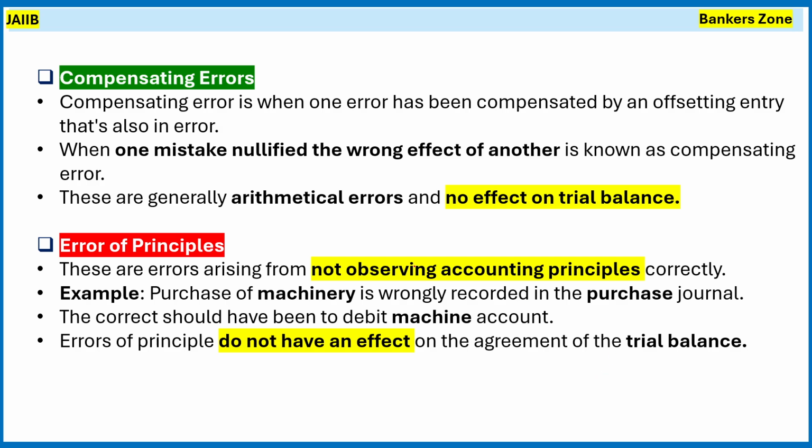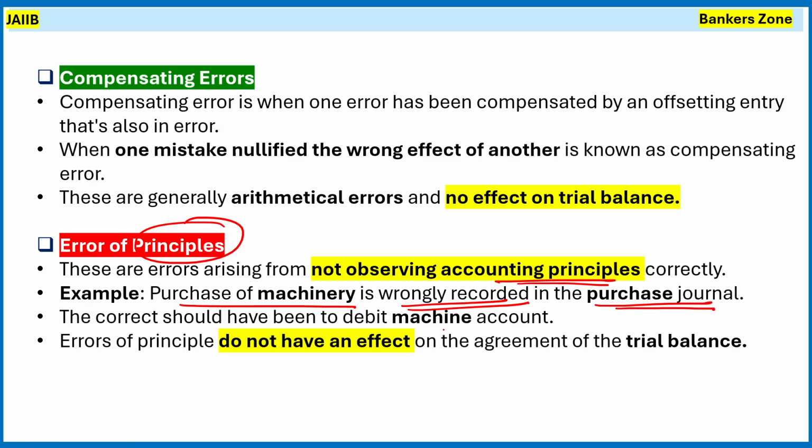See, the name is indicating principle. So you are not following the accounting principles which we learned in the beginning of the first lecture, right? So if you are not following that principle, the error generated due to this is called the principal error.